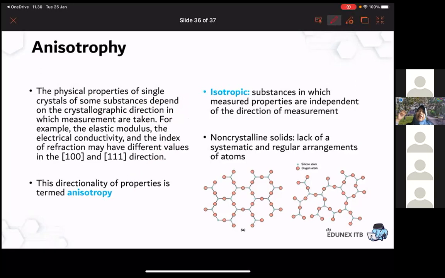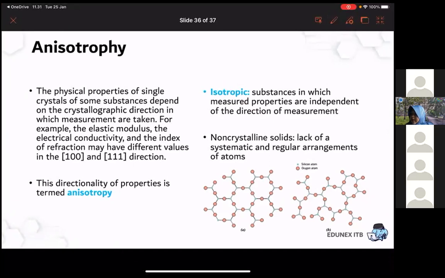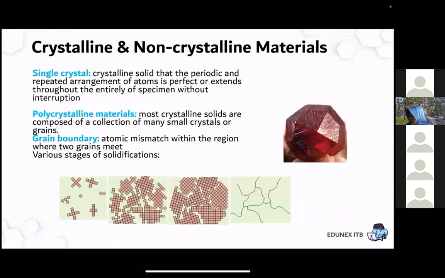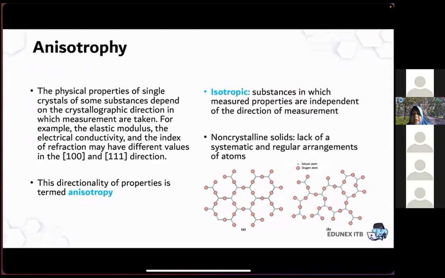However, in polycrystalline material, or in a metal that we have in polycrystalline form, the properties are often isotropic, or we call it a substance in which measured properties are independent of the direction of measurement. This is because metals contain so many grains, like in the previous one here, so each direction will complement each other, so they will have isotropic properties, or the properties would be similar in any direction. For example, in metal, we know that the tensile strength or the ductility is all the same in any direction.